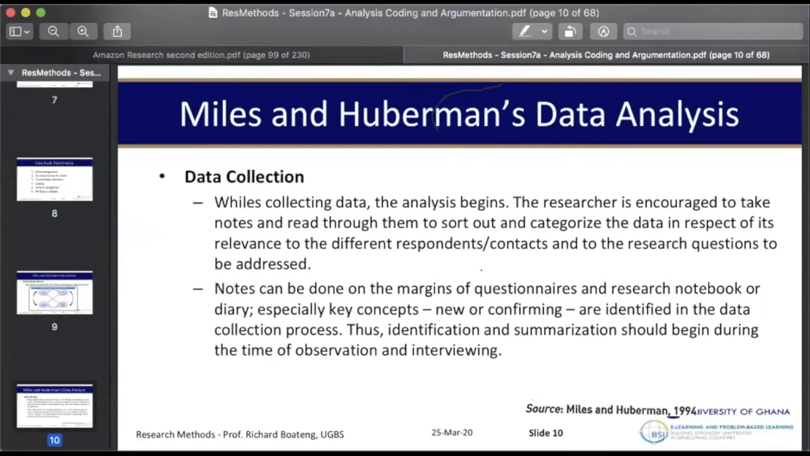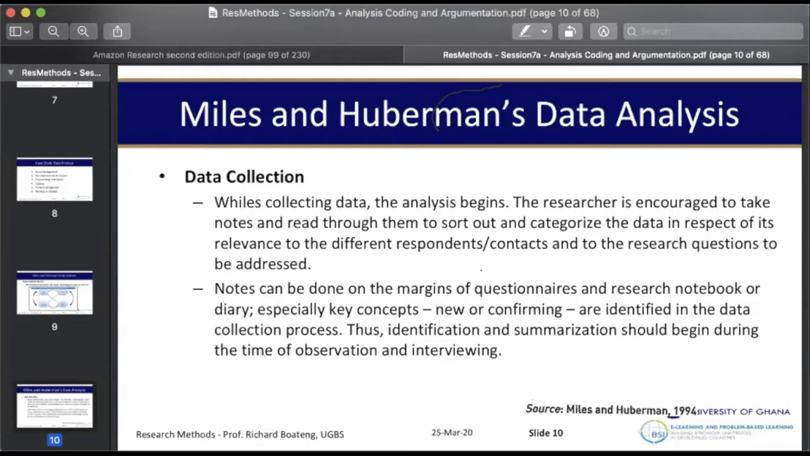So if I structure my questionnaire and say these questions are on the beginning, this question is about the process, these questions are the end, I've actually started categorizing. I'm sorting out the respondents' views per the particular key events that matter to me. So as you start categorizing your questionnaire into different sections, you have started looking at the analysis of your data.